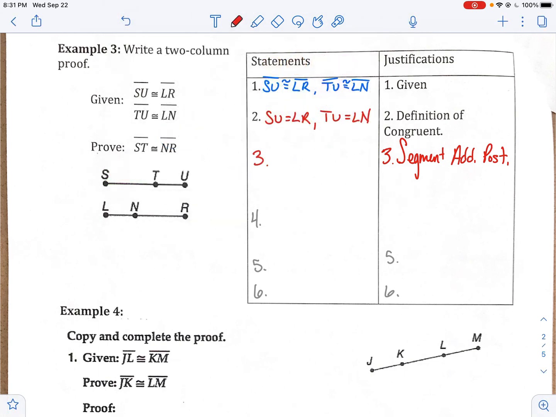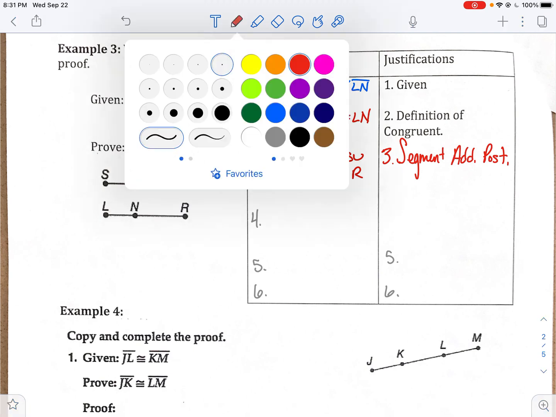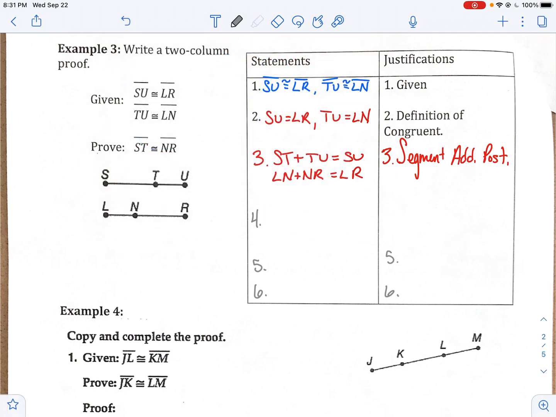So you need to know that ST plus TU equals SU, and LN plus NR equals LR. Okay, so there's that. I'm going to change colors now. And what I really want is to prove that ST is the same as NR. I don't have any numbers. I don't have anything that I can really do algebra with right now.